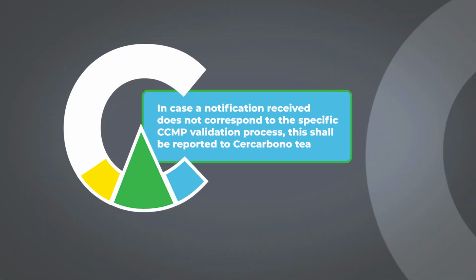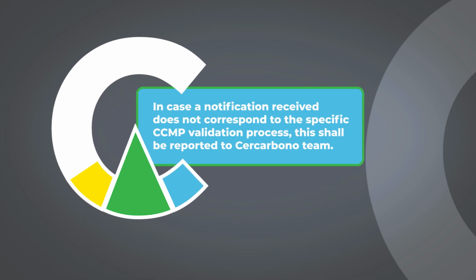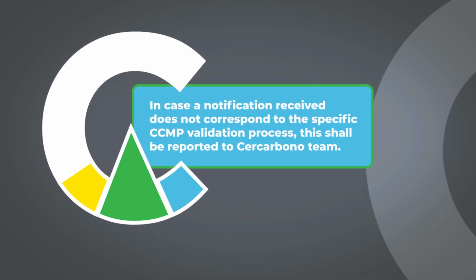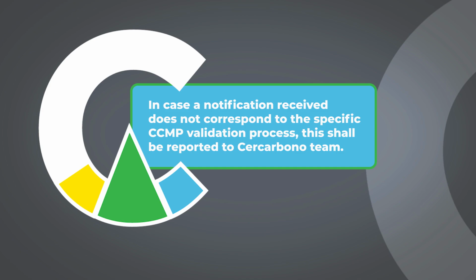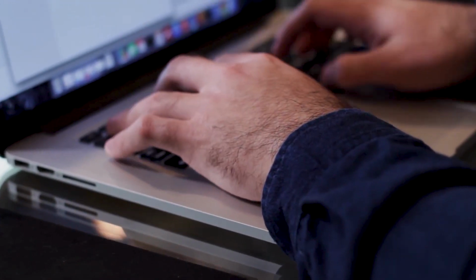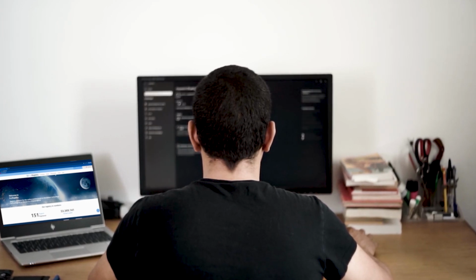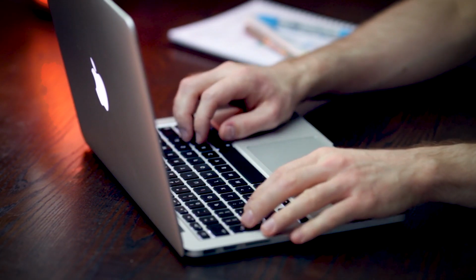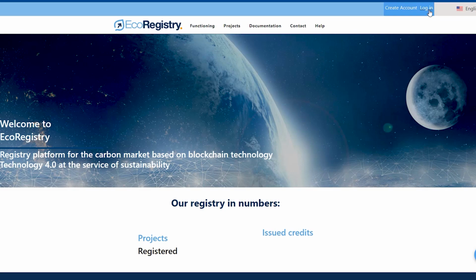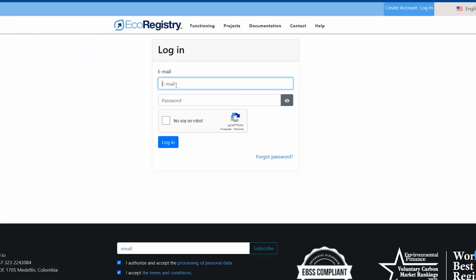In case a notification received does not correspond to the specific CCMP validation process, this shall be reported to Cercarbono team. The holder or developer shall make sure to upload all documents pertaining to the validation process. Otherwise, this stage cannot be initiated, and therefore the VVB will not be notified through Eco Registry.